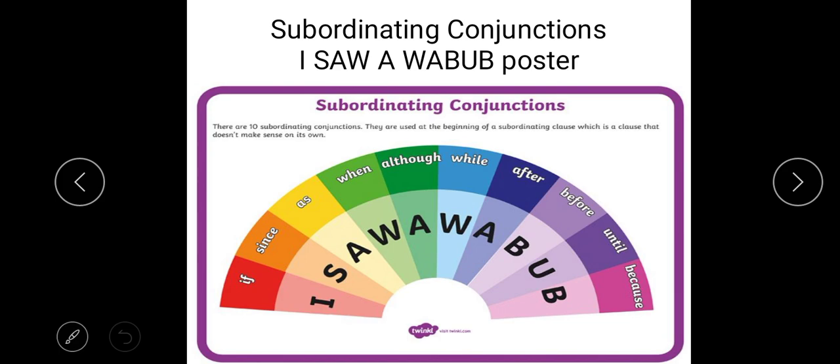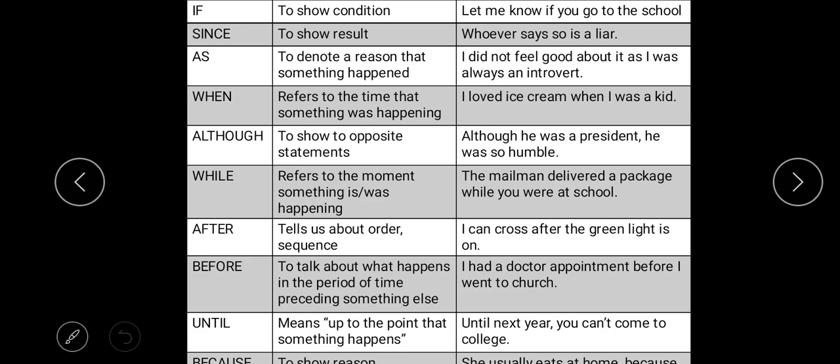I saw a WABUB: if, since, as, when, although, while, after, before, until, because. You can see that in the next slide. So this is how you have to remember them. I saw a WABUB. So we have all these examples here.